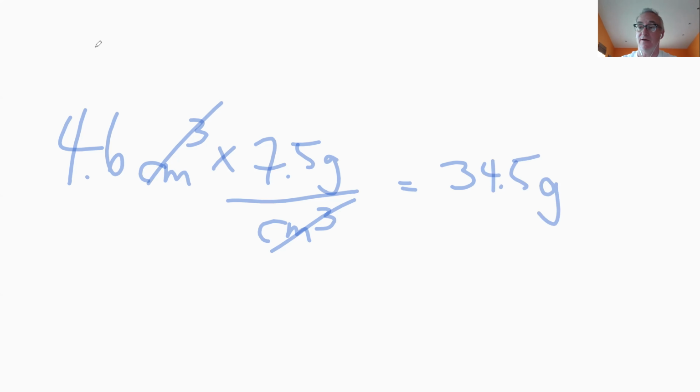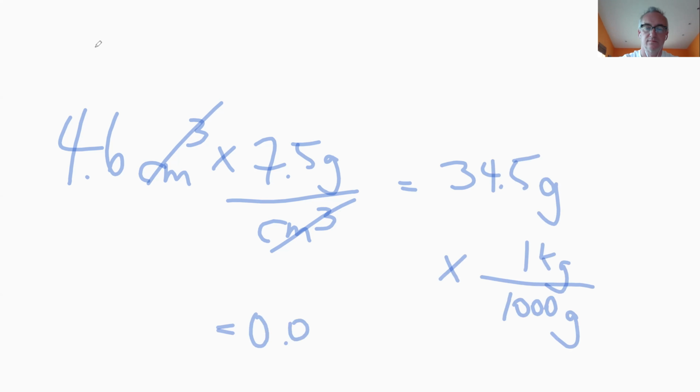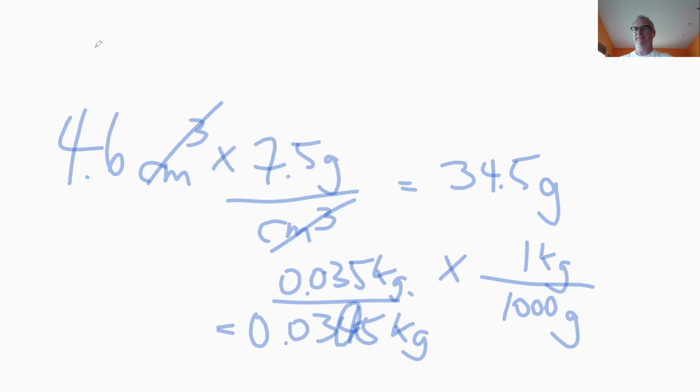Then you want to convert this to kilograms, right? Multiply by 1 kilogram over 1,000 grams. That is 0.0345, which is 0.035. Right. So when you get to the very end, then you round. So we would round this number to 0.035 kilograms. Right. So yeah, premature rounding. We don't want to do that.